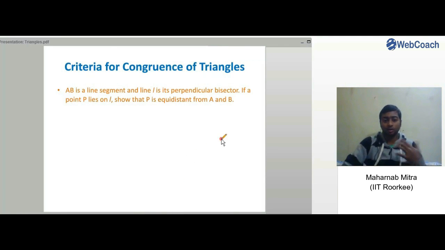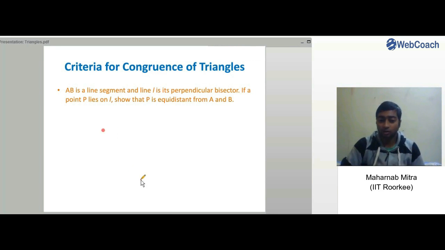Let us solve one question based on this so that we clear our concepts. AB is a line segment and a line L is its perpendicular bisector. If a point P lies on L, show that P is equidistant from A and B. Now to solve this kind of question in which the figure is not given, we should try to draw the figure from the question itself. Let us draw it step by step.